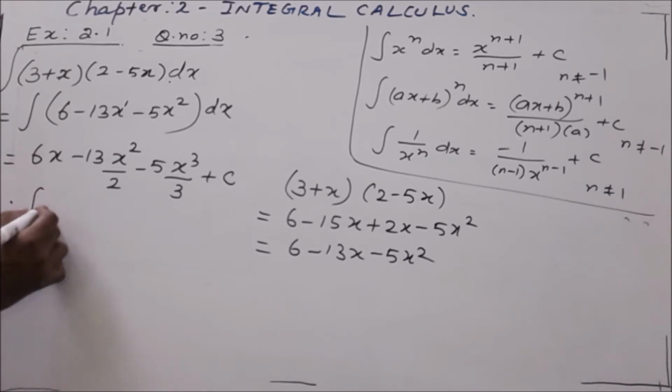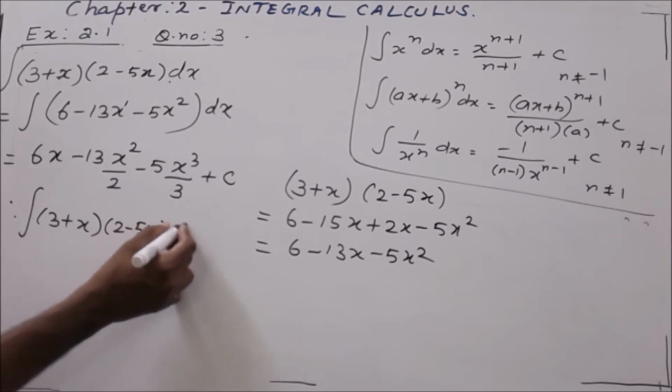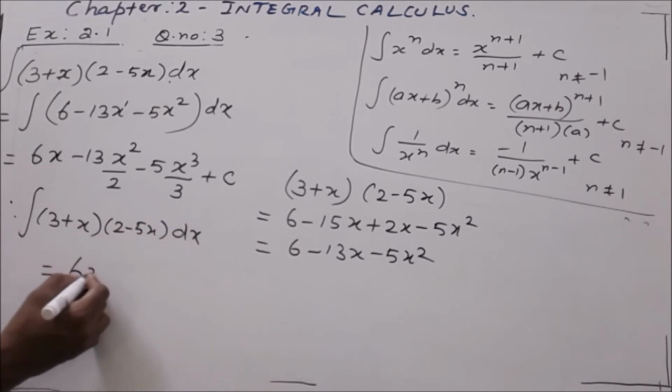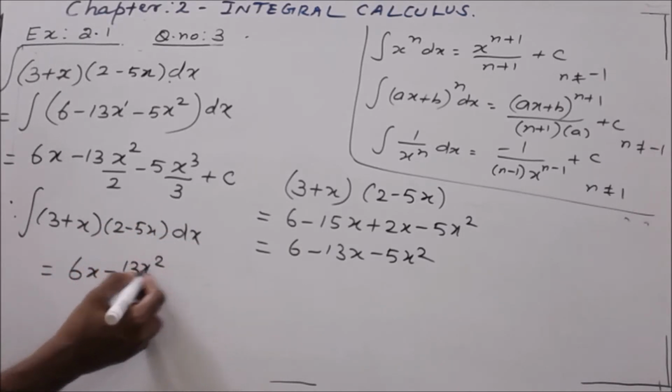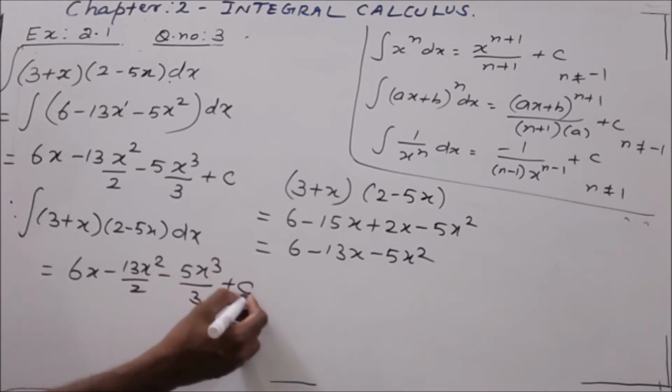Therefore, the integral of (3 + x)(2 - 5x) dx is equal to 6x - 13x²/2 - 5x³/3 + c.